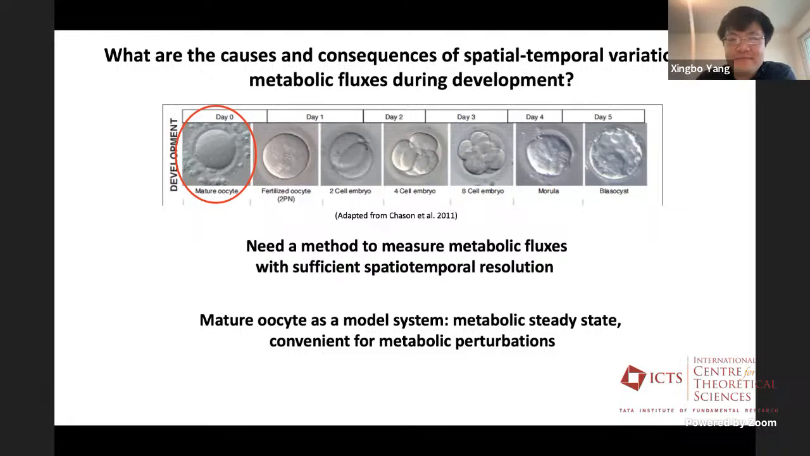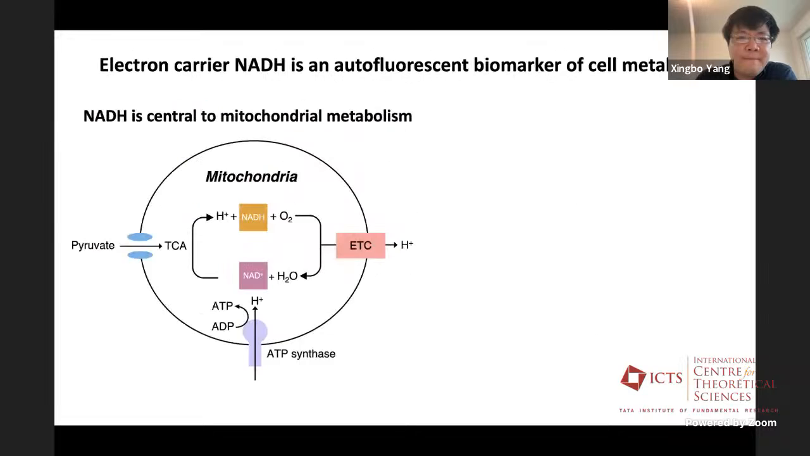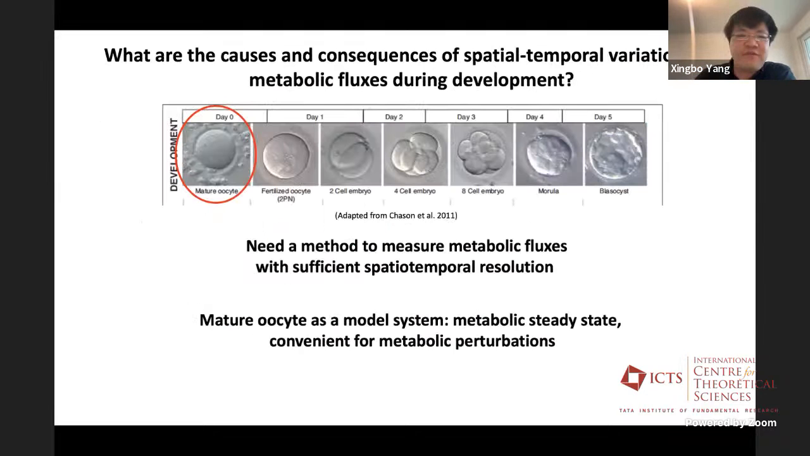metabolic steady state. So if you measure its oxygen consumption rate, it's constant over many hours. Therefore, it has a nice baseline. It's convenient for metabolic perturbations around that baseline. You can ask very simple questions, like what even controls that steady state flux at this stage, right? So conceptually simple and experimentally also easy to perturb. All right, any questions so far? This is just the brief intro about the system.